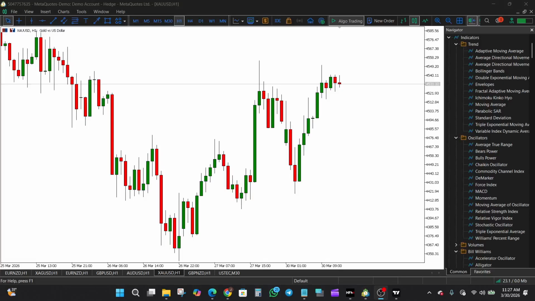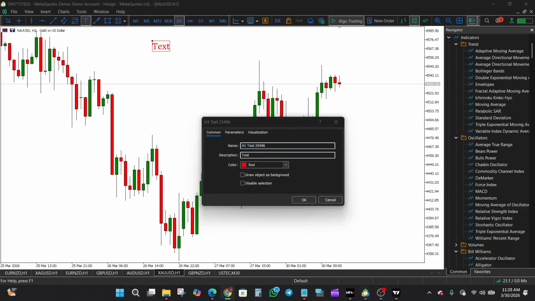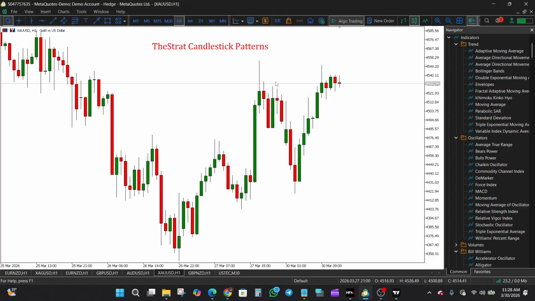Hello traders, in this video we are going to be discussing the strat candlestick patterns. Now the strat is a price action trading method developed by Rob Smith, and it focuses on understanding market structure through specific candlestick patterns. Instead of relying heavily on indicators, the strat uses three main candle types.